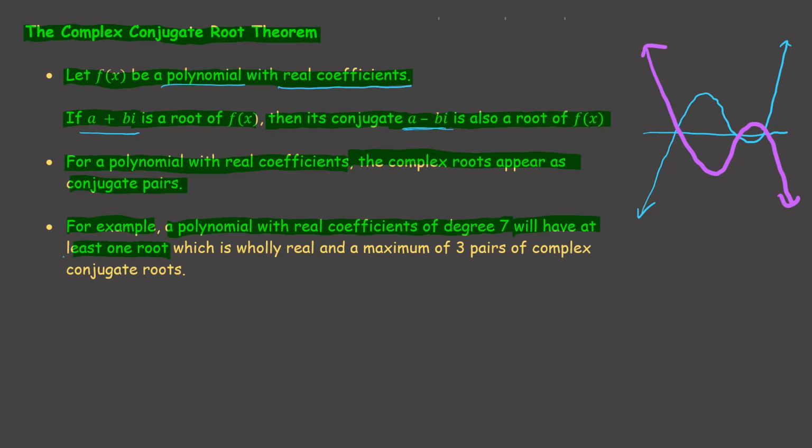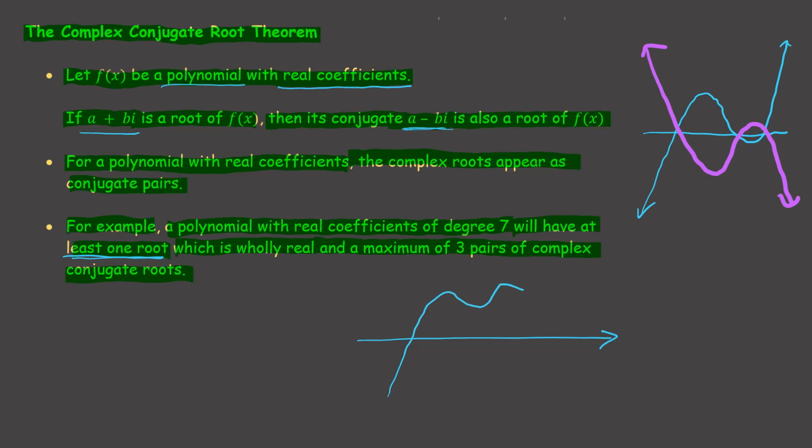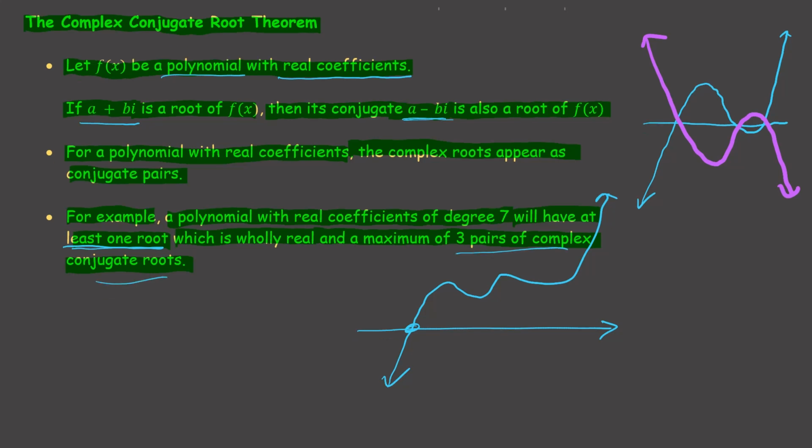So it must have at least one real root, so one root which is wholly real, and a maximum of 3 pairs of complex conjugate roots. Let's just think about that with degree 7. So what you could have is it just goes here, it wiggles about a bit and goes off the top, and that one there would have one real root, and it would have 3 pairs of complex conjugate roots.